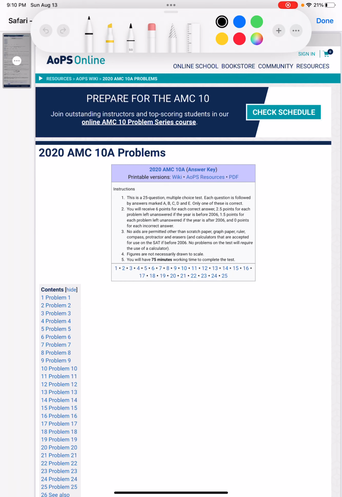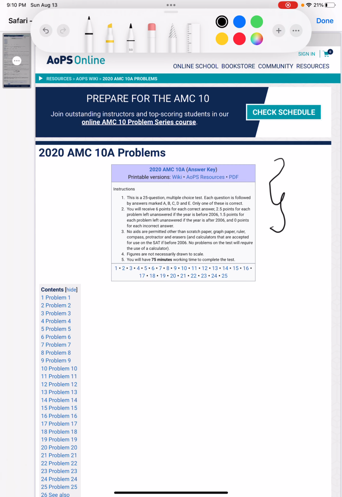Okay, today we're going to be doing the first 12 problems from the 2020 AMC 10A. Let's get right into it. I haven't seen these problems yet, so bear in mind if I take a while to solve them. I'm kind of putting myself under test conditions.